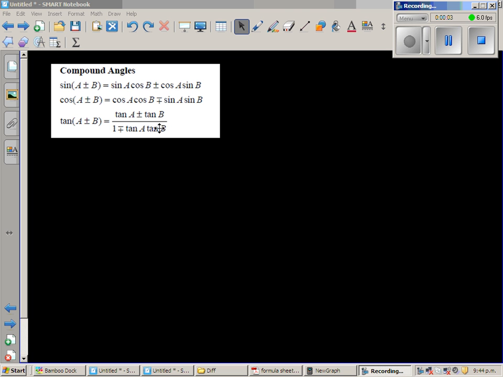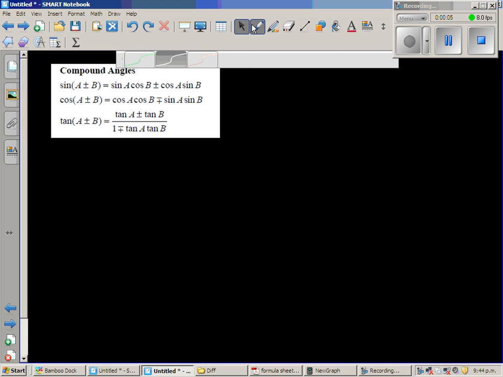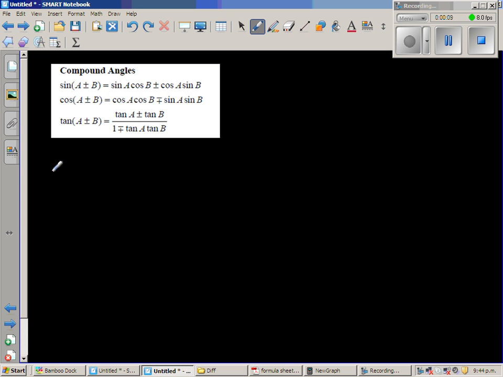We want to prove the compound angle formula for tan. So let us write the compound angle formula for tan. The formula can be written as tan alpha plus beta. Let us write the formula first and then we will prove this.